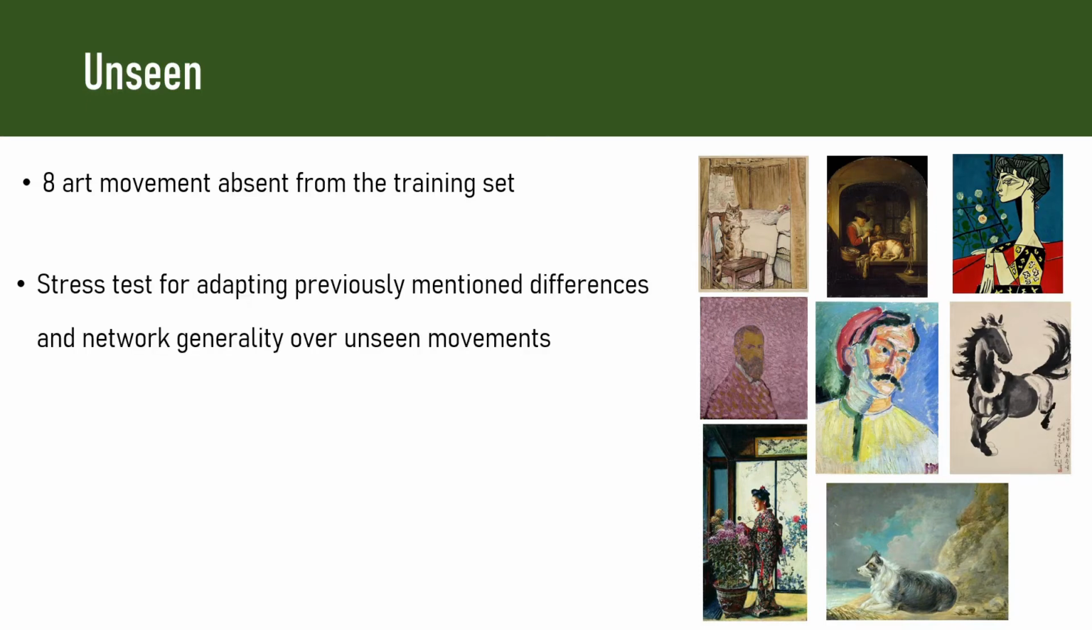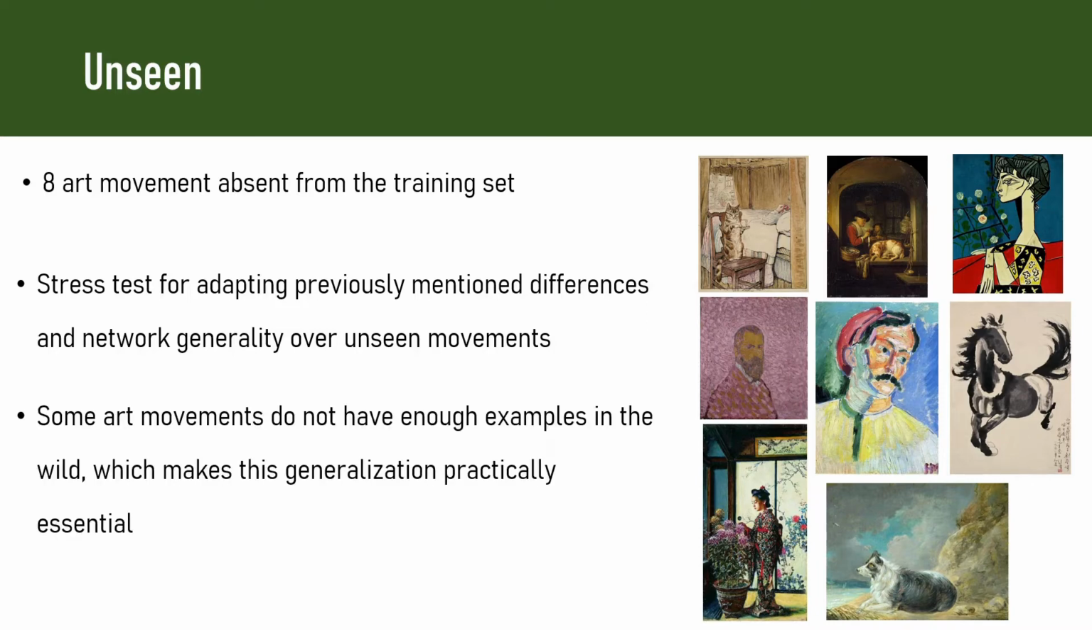We created this unseen test set to validate that our network learns artistic features rather than overfitting on specific movements, and that it can use this knowledge to generalize over new art movements. The ability to predict good segmentation maps for unseen art movements is also practically important, as some art movements don't have enough examples to hold a learning process on their own.